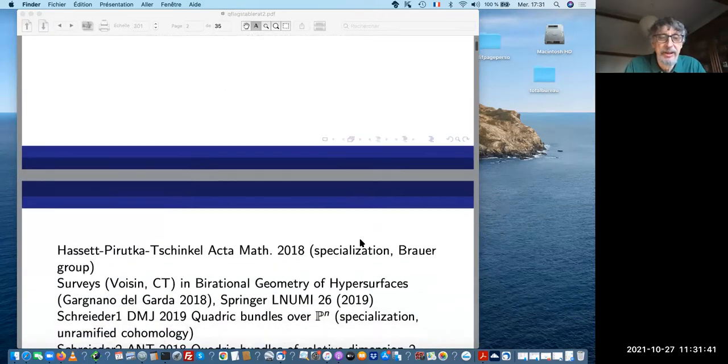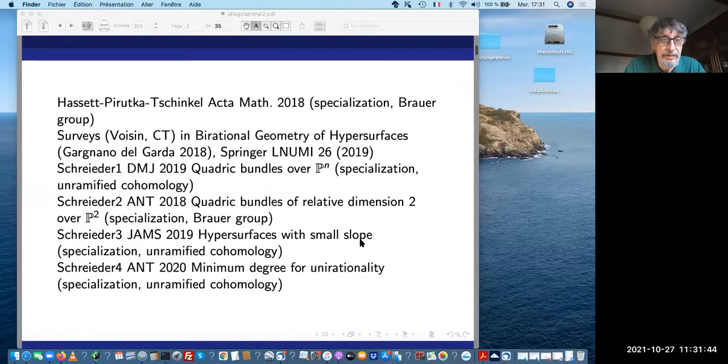Right. So today I will talk about this list of papers. The first paper is a paper by Hassett, Pirutkan, Schinkel. And there are some surveys which you can look at. And I will talk about these four papers by Schreieder, one called Quadric bundles over P^n, which disproves stable rationality in many cases by means of using specialization and unramified cohomology. The second paper, which is more special, handles quadric bundles of relative dimension 2 over P2, which is connected with the paper of Hassett, Pirutkan, and Schinkel.